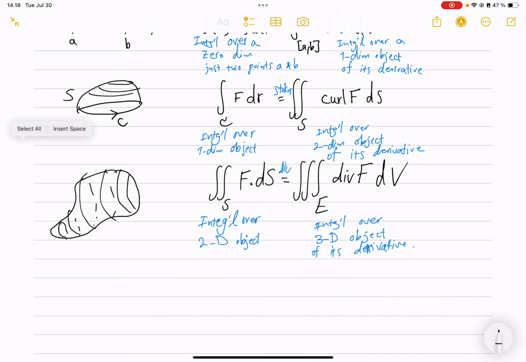So that's it. That's a whole semester of multivariable calculus. Congratulations for hanging on this far, and good luck for your final exam.